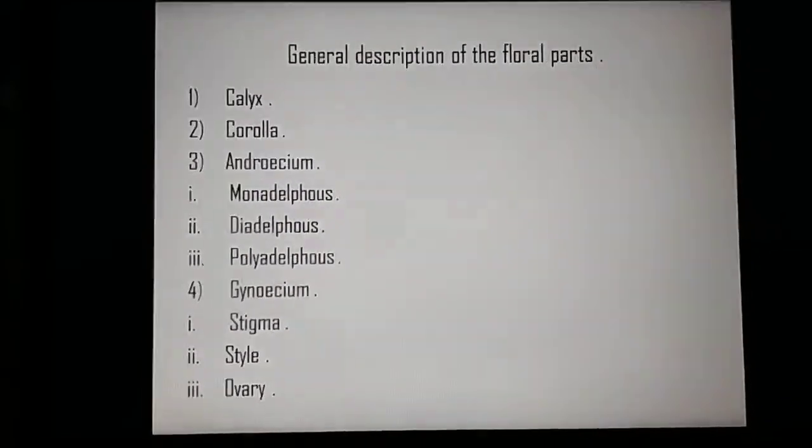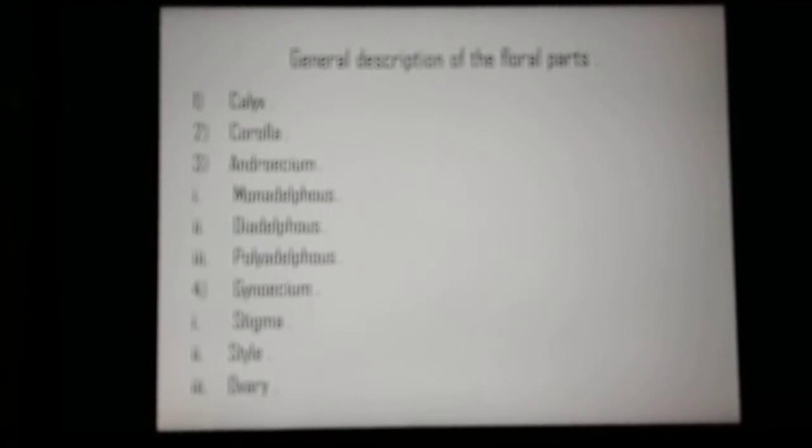Okay. Now the general description of the floral parts. So the first is calyx, which is also known as sepals. There are usually 5 sepals. Sometimes they may be fewer, or in a few cases even more. The sepals may be free, polysepalous, or fused, gamosepalous.